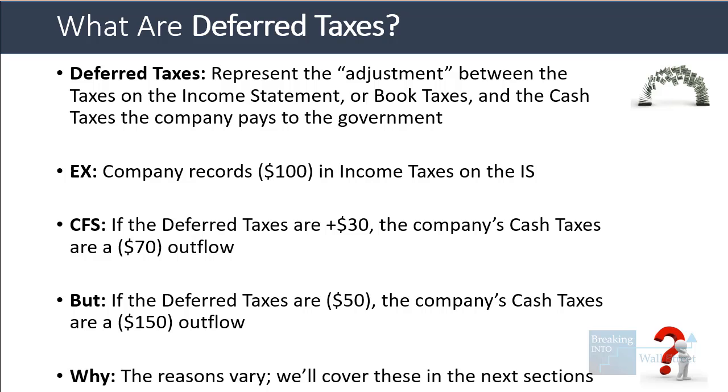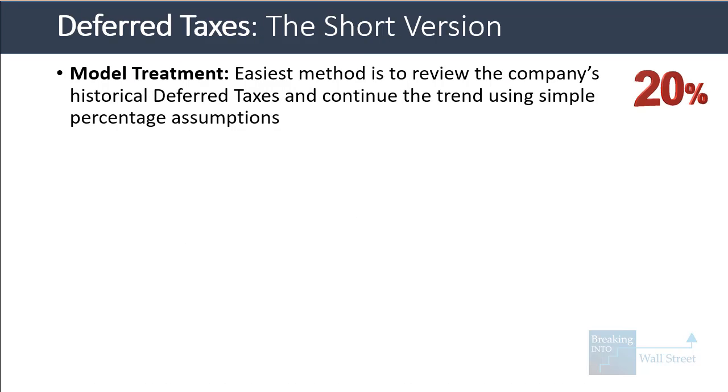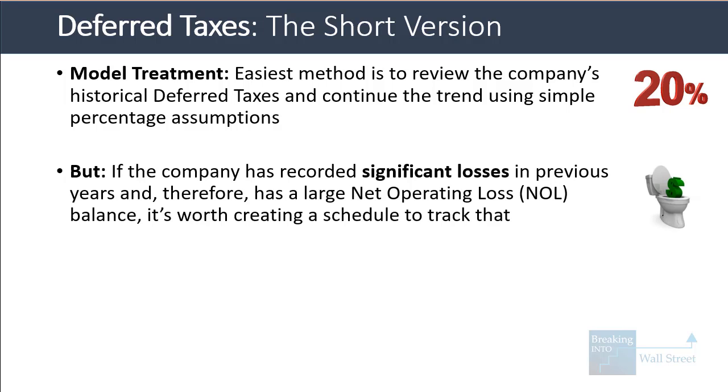Now, the reasons why vary, and we'll cover those in the next sections of this tutorial, but I want to keep going here and give you a few simple rules to describe how to deal with the situation in models. So the short answer here is that the easiest method is to review the company's historical deferred taxes and continue the trend using simple percentage assumptions. Now, if the company has recorded significant operating losses in previous years, and therefore has a large net operating loss balance, it is worth creating a schedule to track that if you have the time to do so.